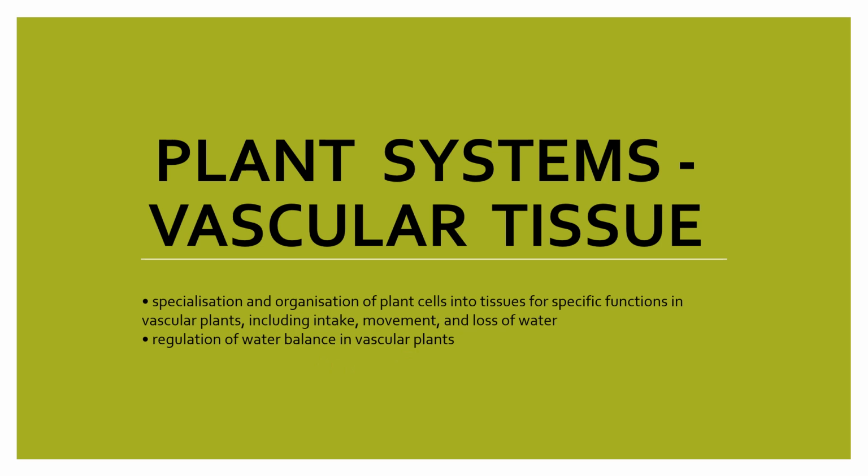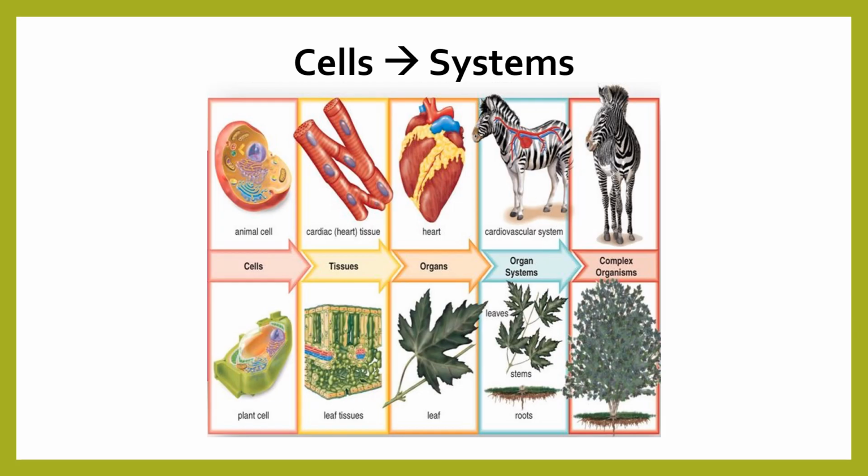So let's get started. This is just a recap. We've looked at how animal cells can become tissues, organ systems, and complex organisms. This is the same for plants. We can have plant cells, leaf tissues, leaves, a leaf stem or root system, and then a whole organism.